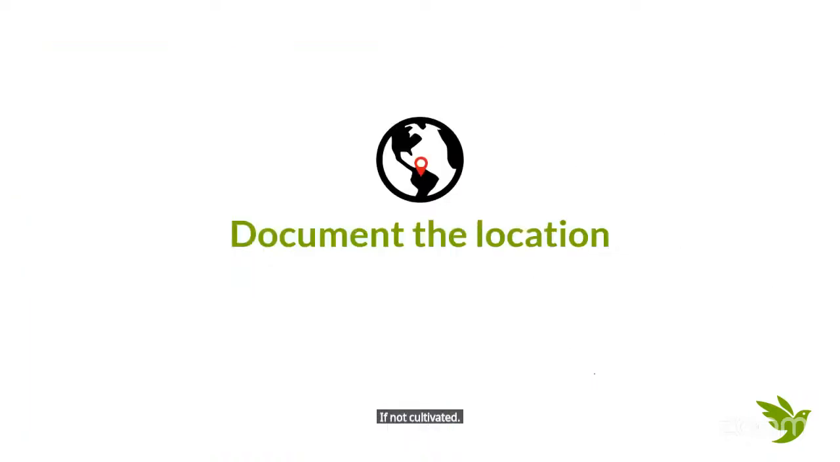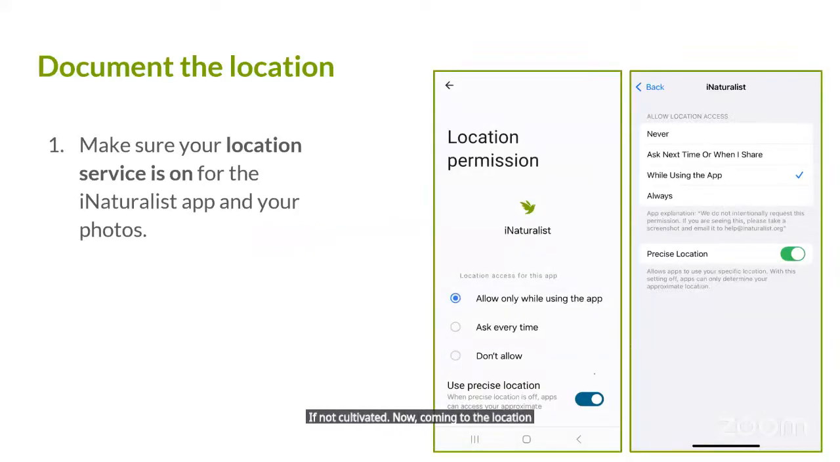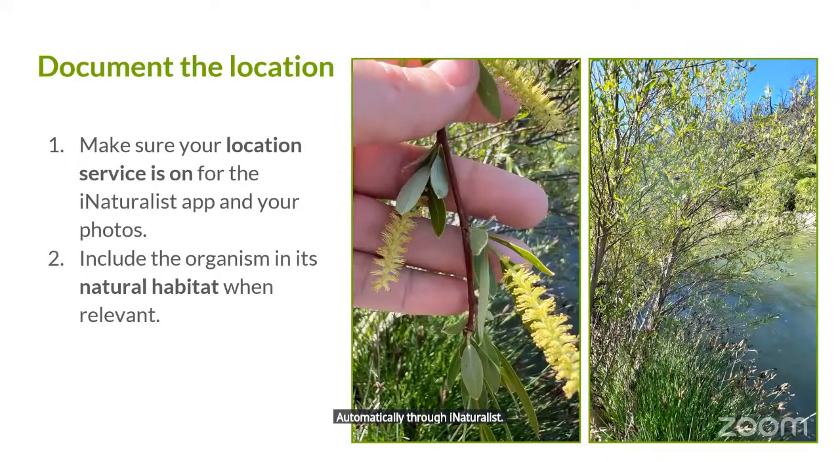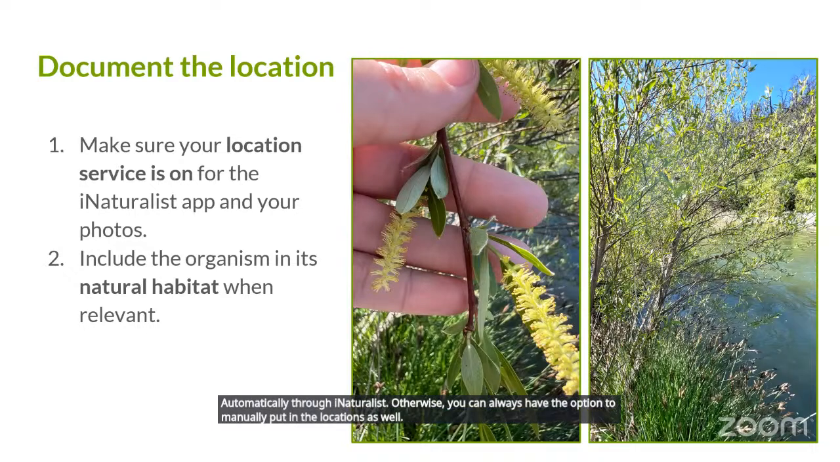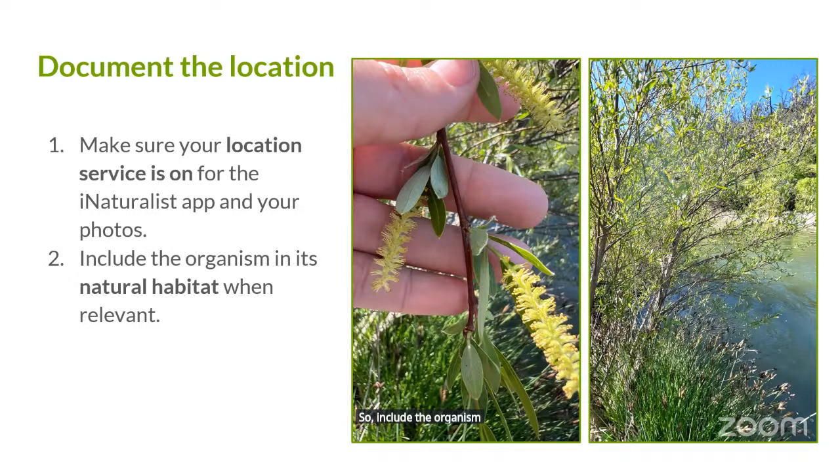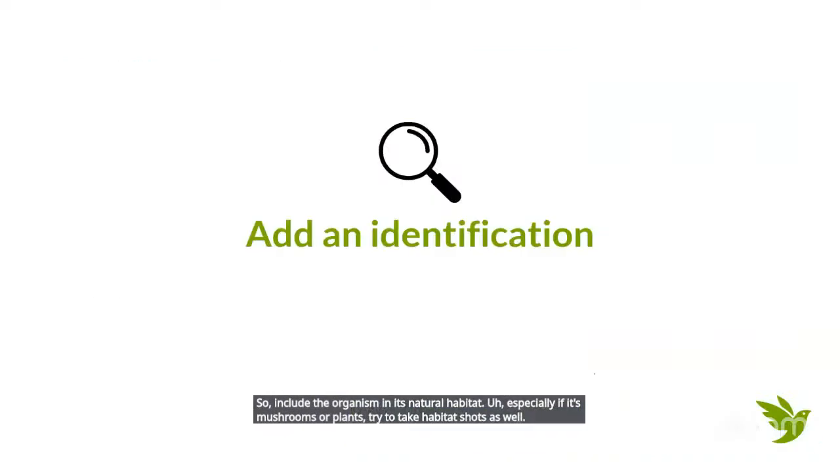Now coming to the location, you can go with two different ways. Either you can allow the location on your iNaturalist, upload your photograph, and the location will be mapped automatically through iNaturalist. Otherwise, you always have the option to manually put in the location as well. Include the organism in its natural habitat, especially if it's mushrooms or plants. Try to take habitat shots as well.